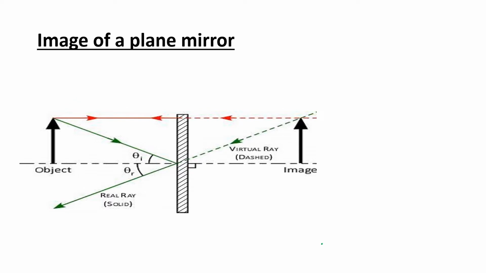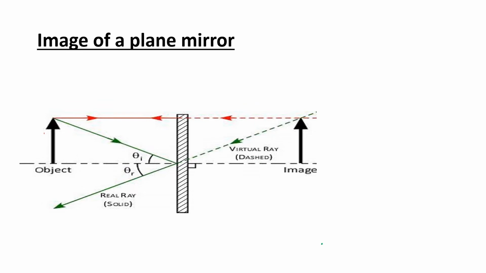Also, the object distance will be the same as image distance. Object distance means the distance between the object and the mirror. This distance is the object distance. Image distance means the distance between the image and the mirror. This distance. That is, this distance will be the same as this distance.